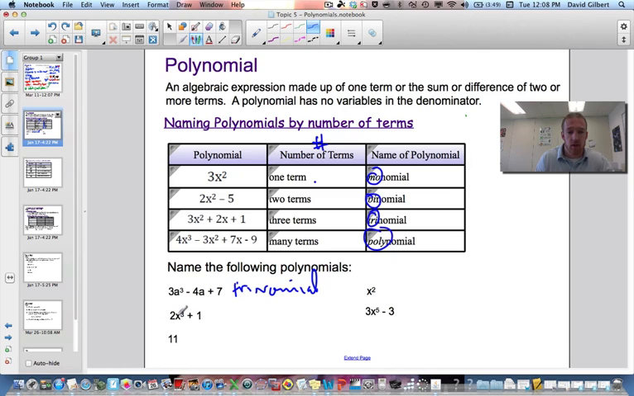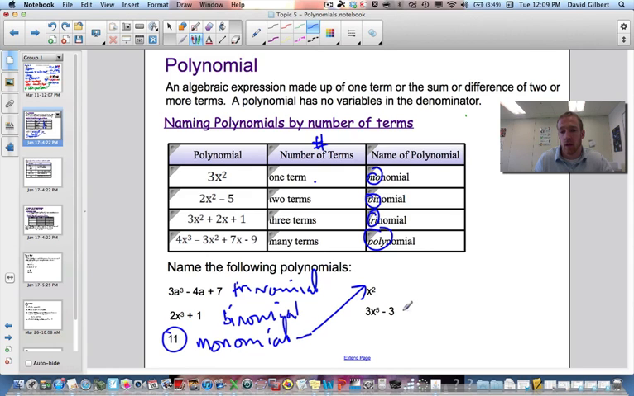This would be, even though there's a power of 3, there's only 2 terms, so it would be a binomial. Even just a single number is a monomial. This would also be a monomial as well. And this would also be a binomial.